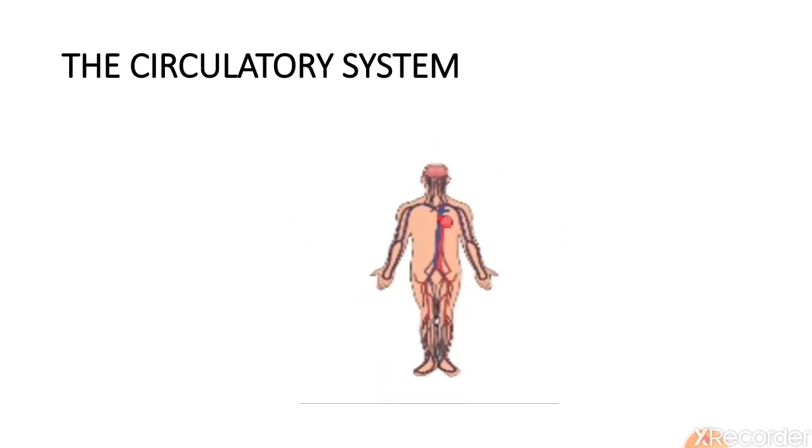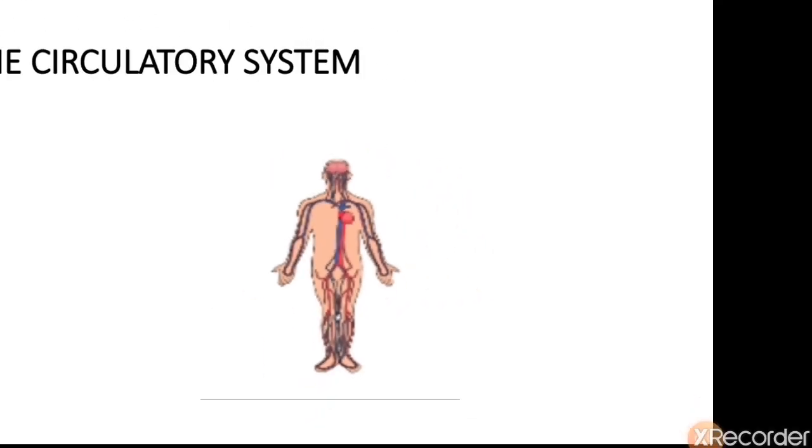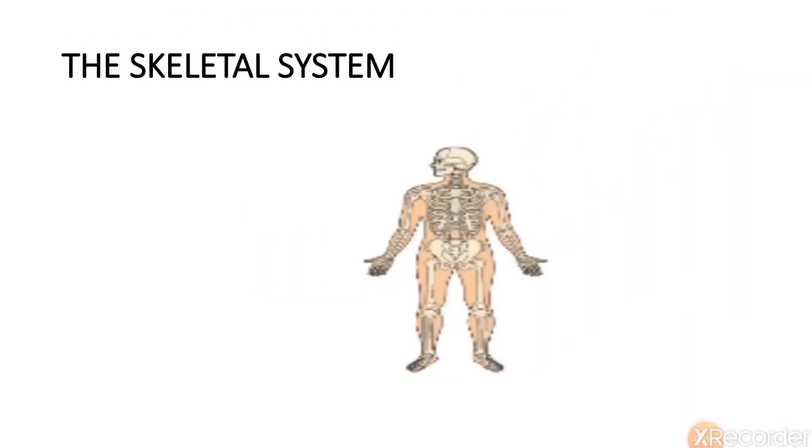You are familiar with this picture, the circulatory system. Heart, blood and blood vessels form the circulatory system. It helps to supply the nutrients in our body. After that, the next picture is about the skeletal system. The last one is the skeletal system. So bones form the skeletal system, which helps our body in smooth movement.